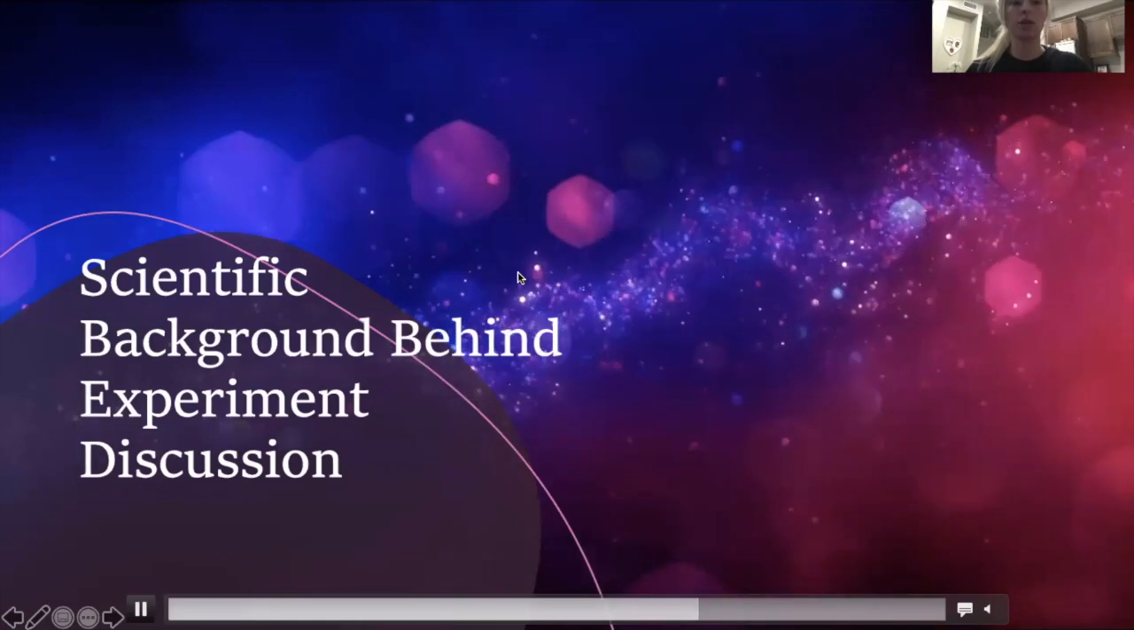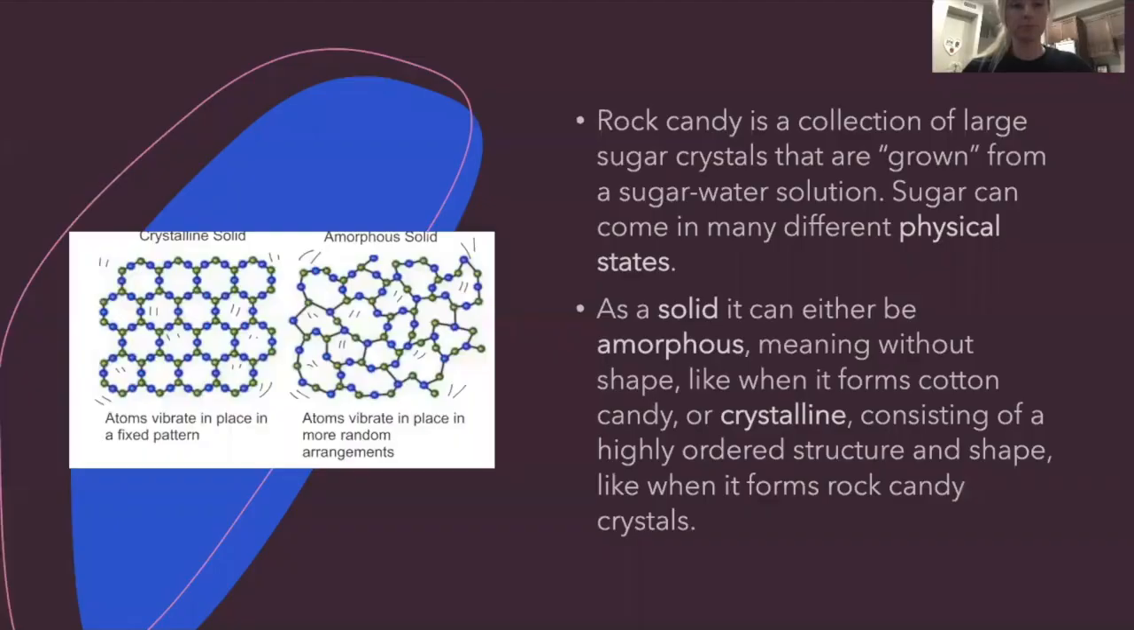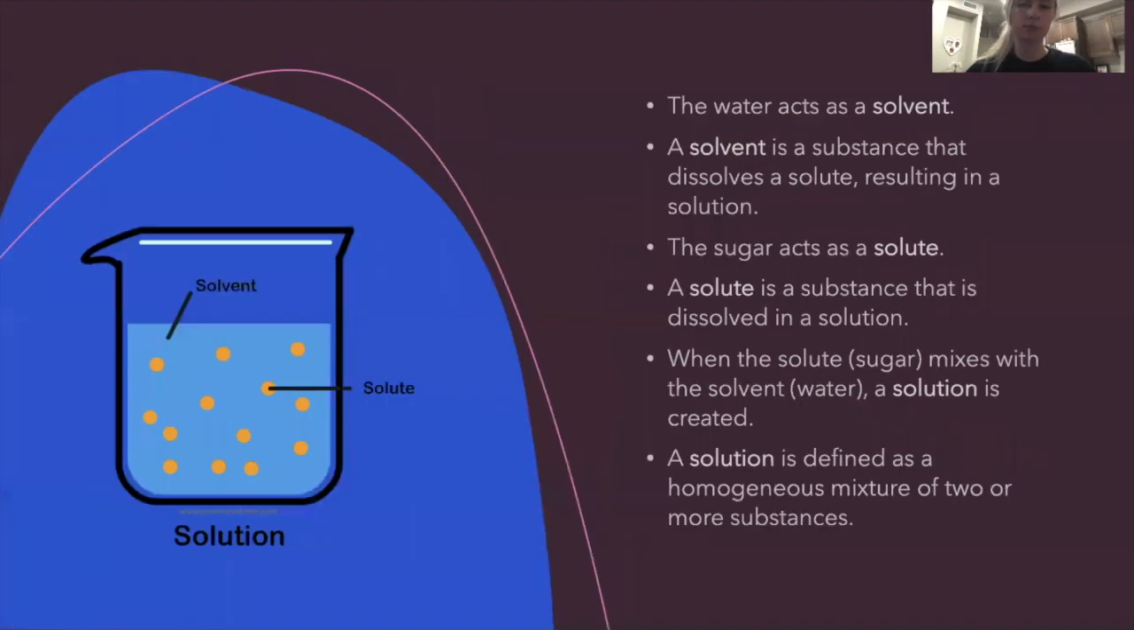All right, so we're going to go over a little bit of scientific background before we begin the experiment. Rock candy is a collection of sugar crystals that are grown from a sugar-water solution. Sugar can come in many different physical states. As a solid, it can be either amorphous, meaning without shape, like when it forms cotton candy, or crystalline, consisting of highly ordered structure and shape, like when it forms rock candy crystals.